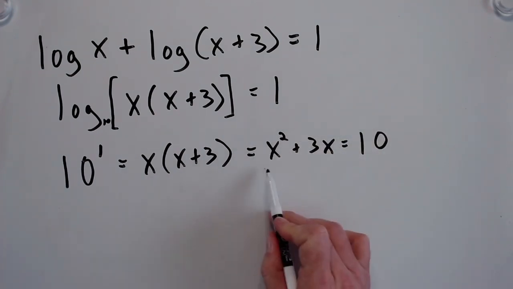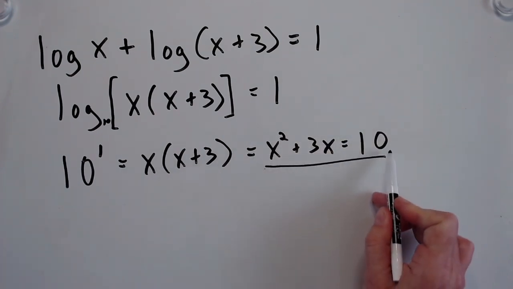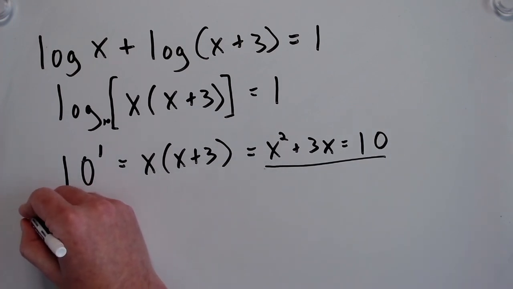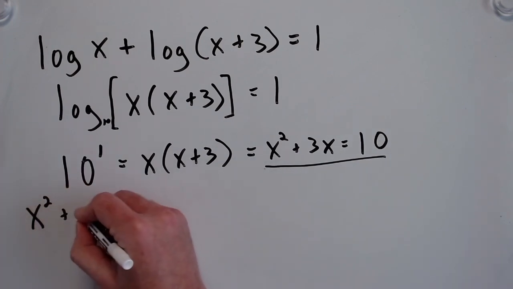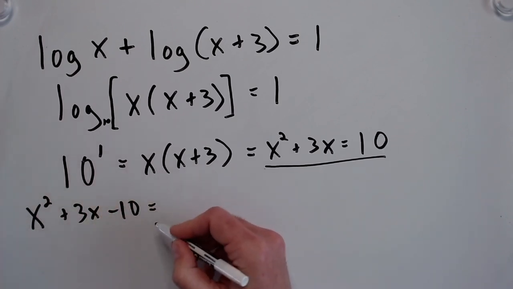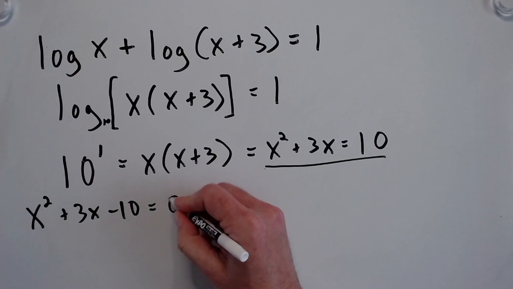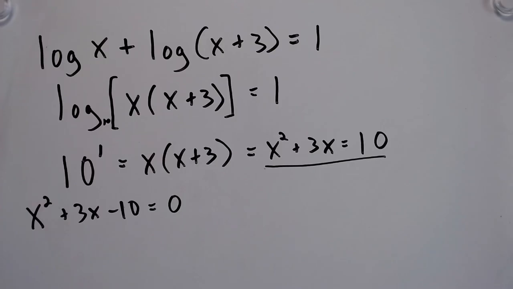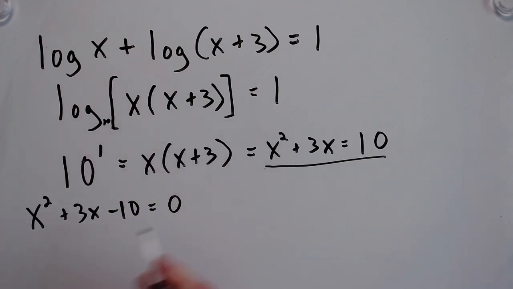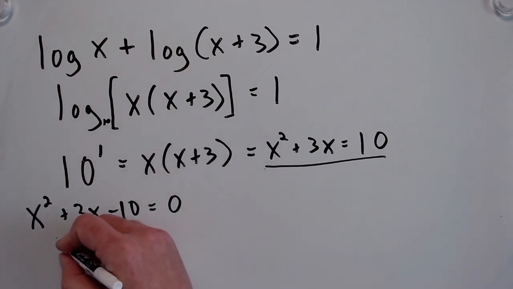Looking at this, I'm going to subtract 10 from both sides of this equation and give myself a little more room. x squared plus 3x, we're going to subtract that 10. It's equal to 10 minus 10, which is 0. So now we go back to our good old algebra days and see that we have a polynomial that can be factored. So this turns into two binomials.